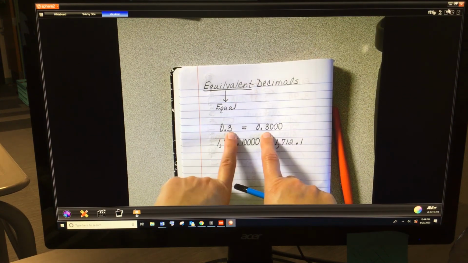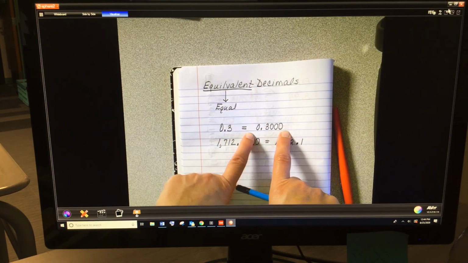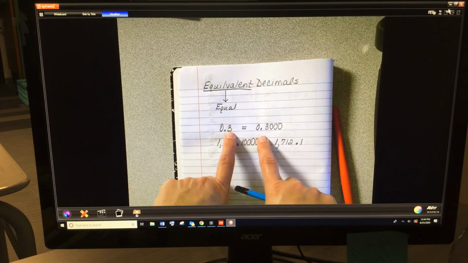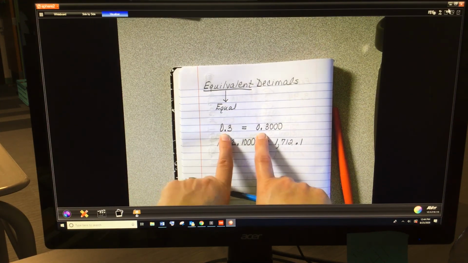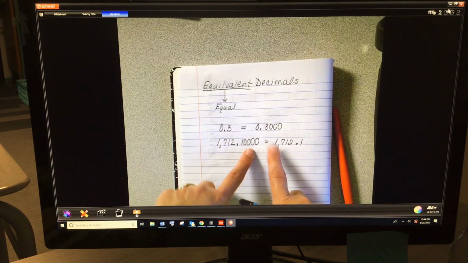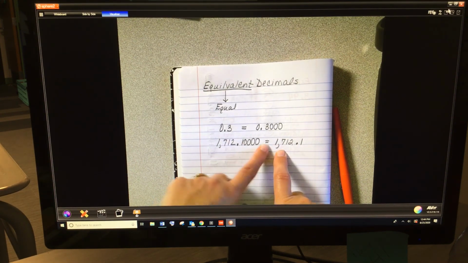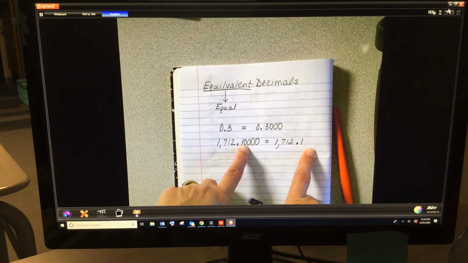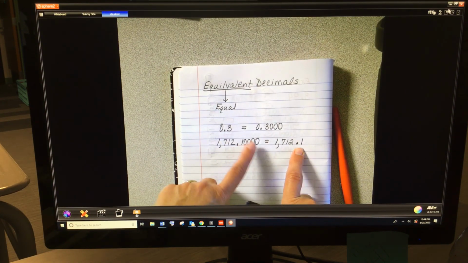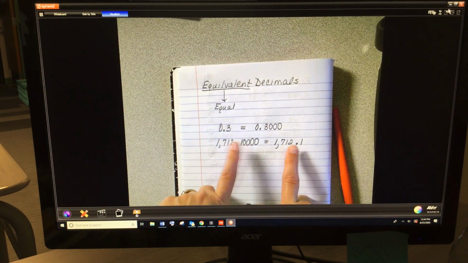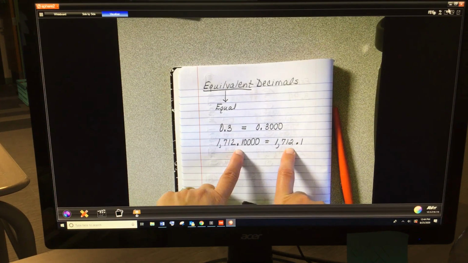So when we have all these zeros at the end, they're not changing its true value, that it is 0.3 or 3/10. Okay? So you're going to have some practice today with that concept. Making equivalent decimals. You're either going to take away zeros or add zeros. But remember, no matter how many zeros we add at the end of the decimal or take away, if the true numbers, the counting numbers, stay the same, then they are equal.